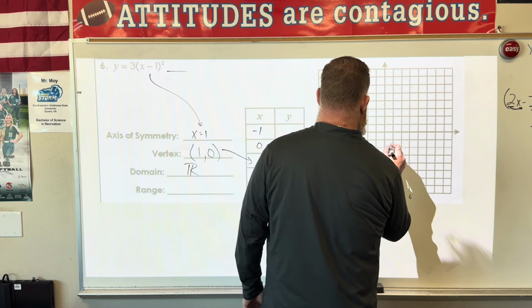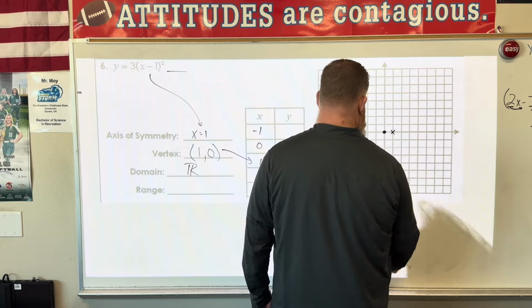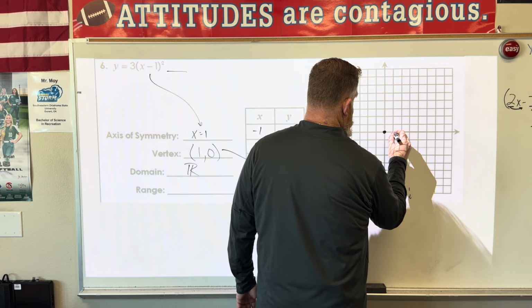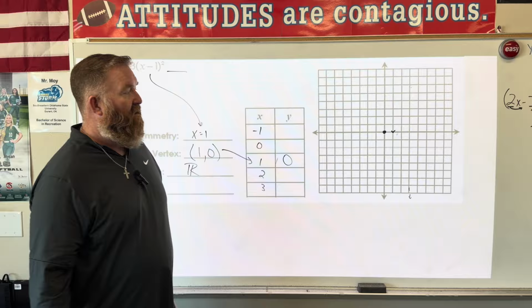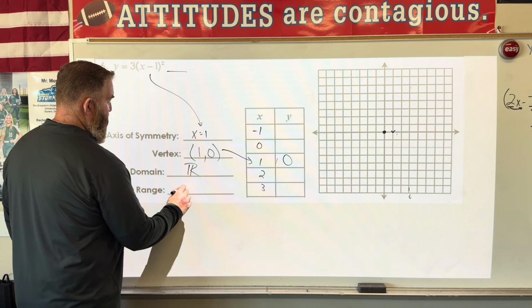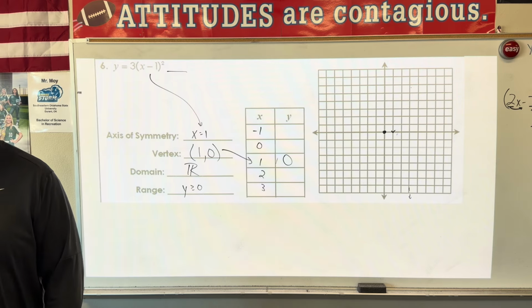Vertex is 1, 0. So here's 0, 0. I'm just going to put that there. So 1, 0 is my vertex. Correct? I'll put a V there, just for the heck of it. Does it go up or down from there? Up, which means my range is going to be y is greater than or equal to 0. Okay? So it's going to go up from there.